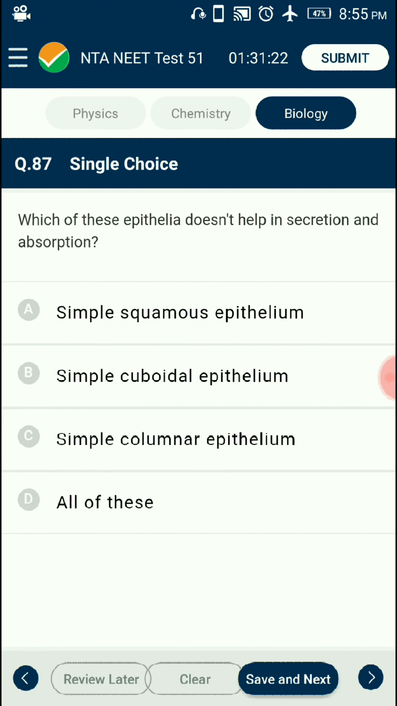Question number 87. Which of these epithelia does not help in secretion and absorption? The squamous epithelium helps in filtration and diffusion. It does not help in secretion and absorption. Cuboidal epithelium and columnar epithelium help in secretion and absorption. Cuboidal epithelium in thyroid and nephrons helps in absorption. Columnar cells in stomach and intestine are also helpful in absorption and secretion. So the answer is option A. Simple squamous epithelium does not help in secretion and absorption.